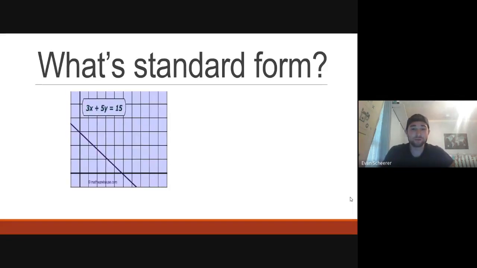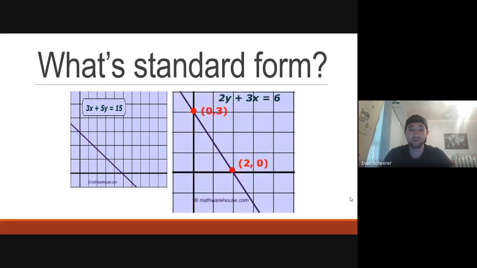Standard form, you can still graph using standard form. However, it's a lot more difficult. So for example, this line is 3x plus 5y equals 15. It's kind of weird, right? It doesn't seem like you would be able to write an equation or a line based on that equation, but you can. Another one, 2x plus 3y equals 6. That works. If you plug in those points, they will work.